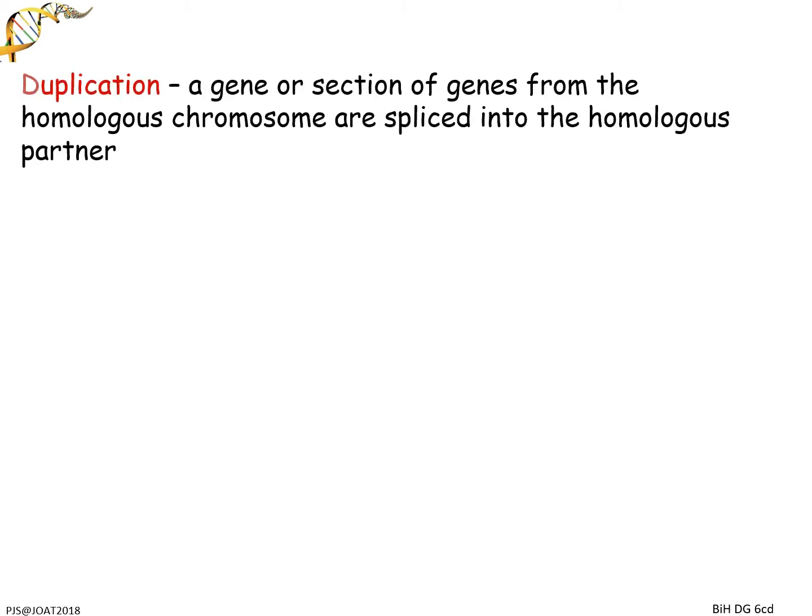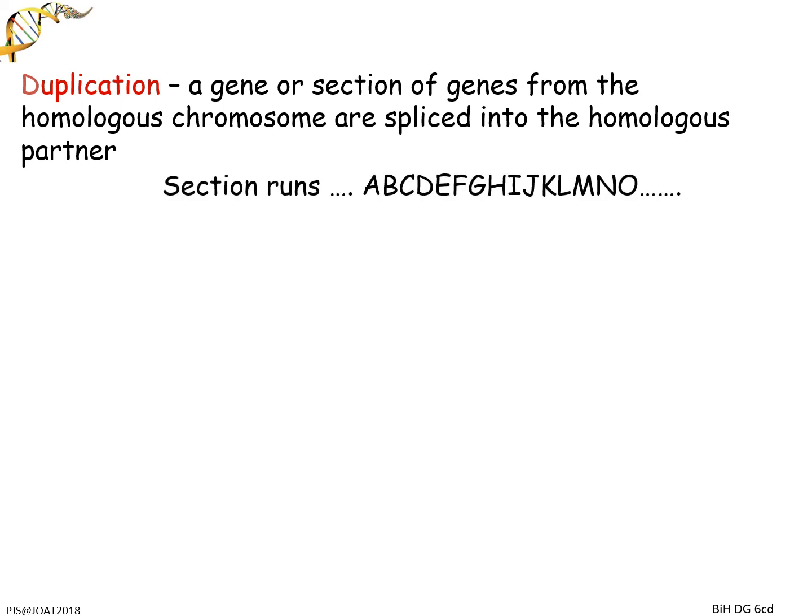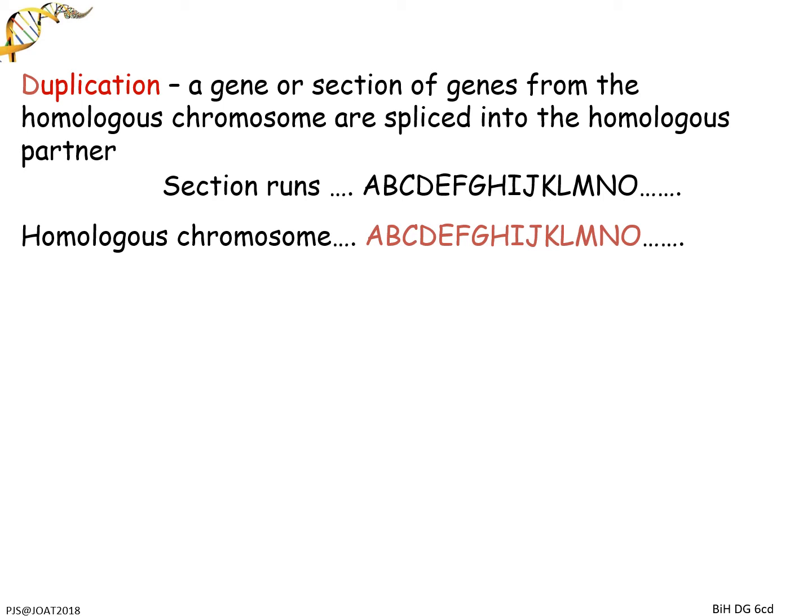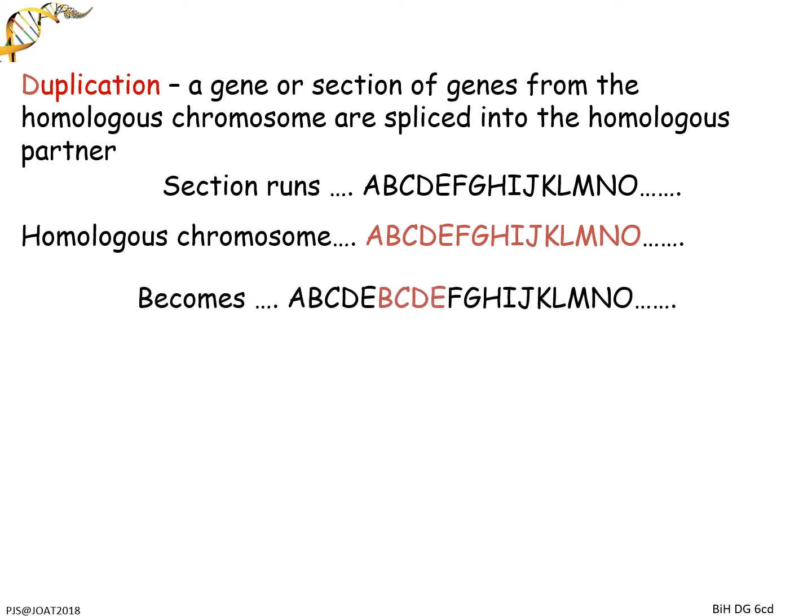Duplication, now you have to be very careful on the definition here. So you're obviously making a copy, okay, because you're duplicating the gene. But the way you're doing that is you're taking from the homologous chromosome. So if this is, say, chromosome 1, then you would also have another chromosome 1, because you got one from your mum, one from your dad. So to get a duplication event, what happens is you splice in some from one into the other.